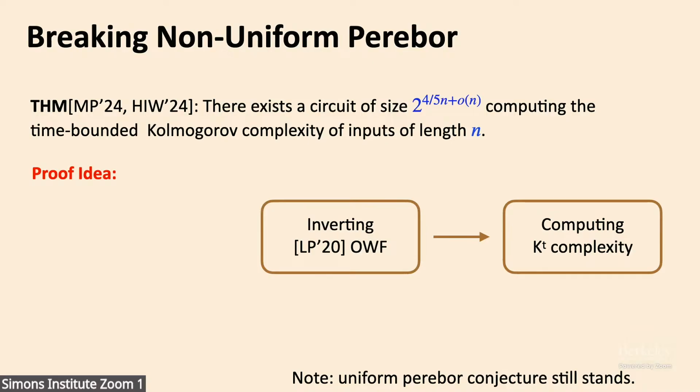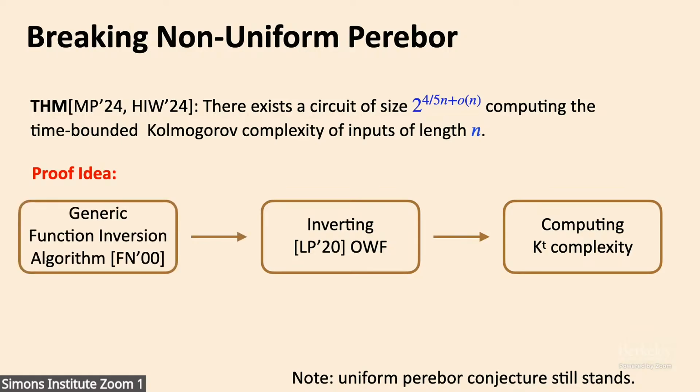It's going to follow basically directly, yeah. So as Evgeny guessed, the way this works is that we have constructed a one-way function such that if you invert this one-way function, then you can compute Kolmogorov complexity. So the only thing you need to do is to break this one-way function.